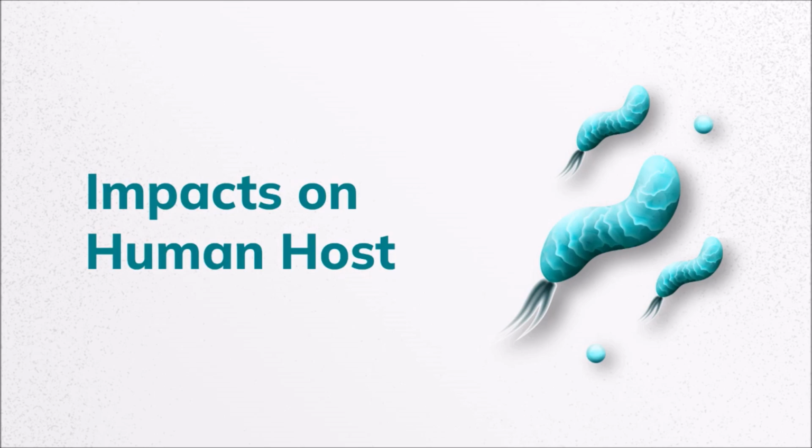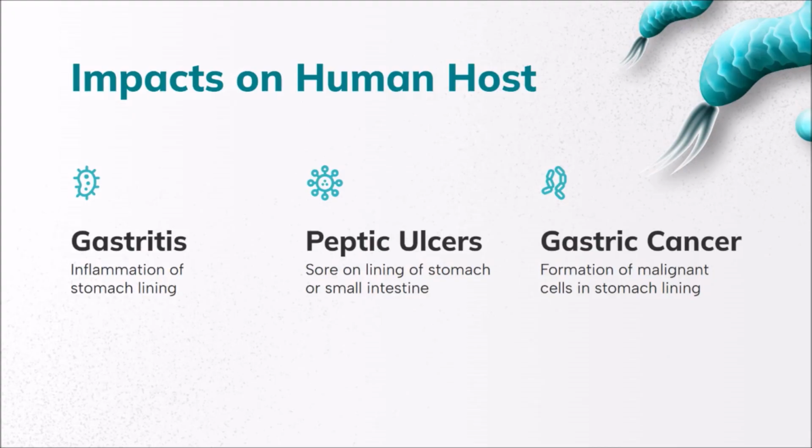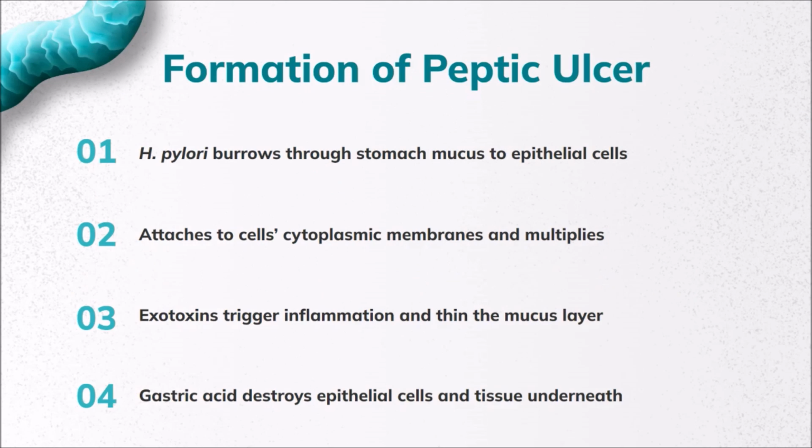So how does this impact humans on a larger level? Well, humans can develop gastritis, peptic ulcers, and also gastric cancer as a result of H. pylori. How it does this, at least with peptic ulcers, is by burrowing through the stomach mucus to the epithelial cells. It attaches to the membranes of the cells and multiplies there.